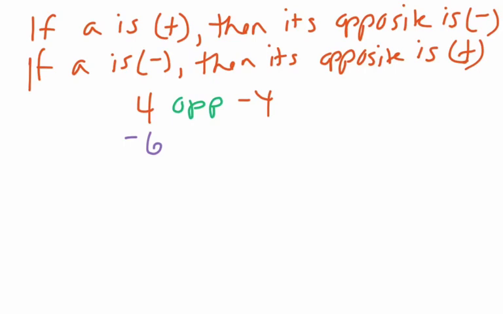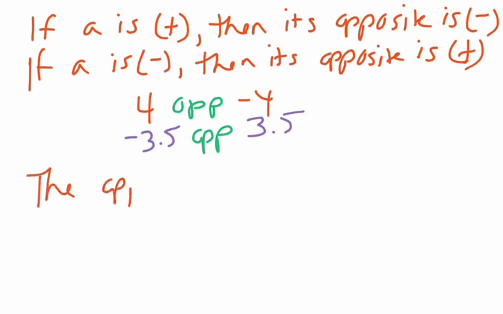If you have -6, oh, we already did -6. Let's do -3.5, then its opposite would be +3.5. And then the last part is the opposite of 0 is 0. Okay, so just don't overthink that. There's no such thing as -0.